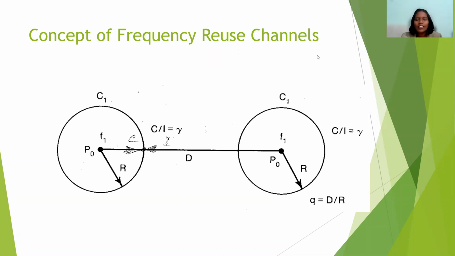Today we will see about the concept of frequency reuse channel. A radio channel consists of a pair of frequencies, one for each direction of transmission, that is used for full duplex operation. So when we take a channel, that channel consists of a pair of frequencies.